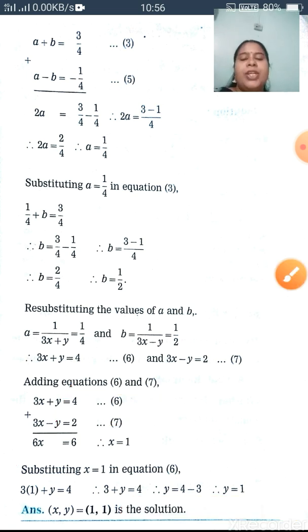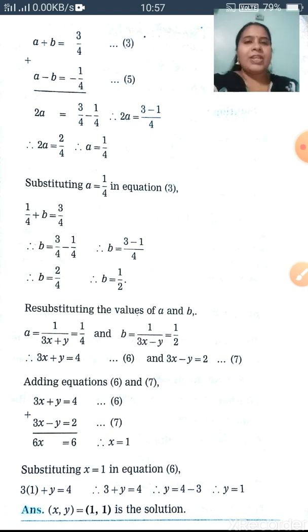Now substitute x is equal to 1 in equation number 6 or 7, wherever you find easy. I have substituted here in equation number 6. So 3 into 1 plus y is equal to 4. So 3 plus y is equal to 4. Shift that 3 to that side, y is equal to 1. So final answer will be whatever values of x and y you have got. So x comma y, that is 1 comma 1 is the solution of this simultaneous linear equations.